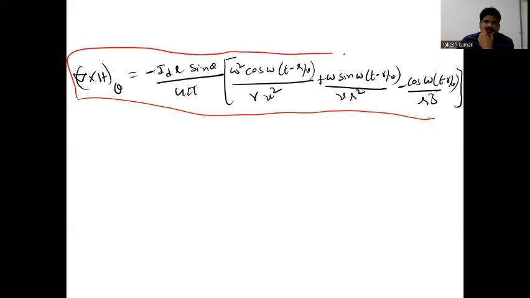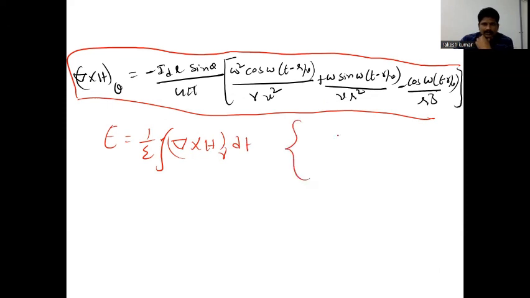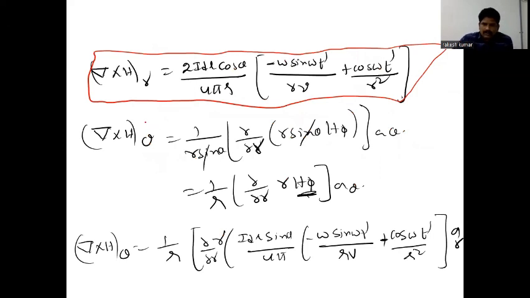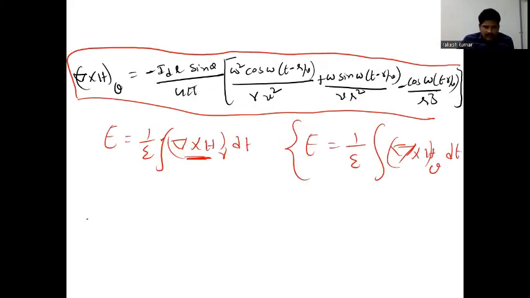Now you want to calculate the electric field. So what is the relation? We know that electric field is equal to 1 by epsilon into integration of del cross H R into dt. Similarly, electric field is equal to 1 by epsilon into integration of del cross H with respect to theta into dt. So you want to do this. Finally, if you substitute here this is the value of del cross H R. Now if you substitute this, you get the ER component and E theta component.